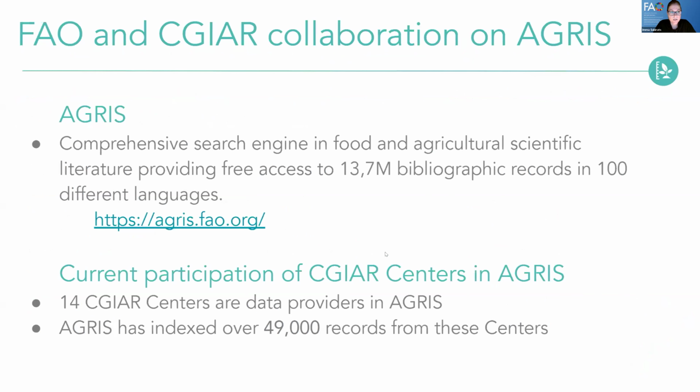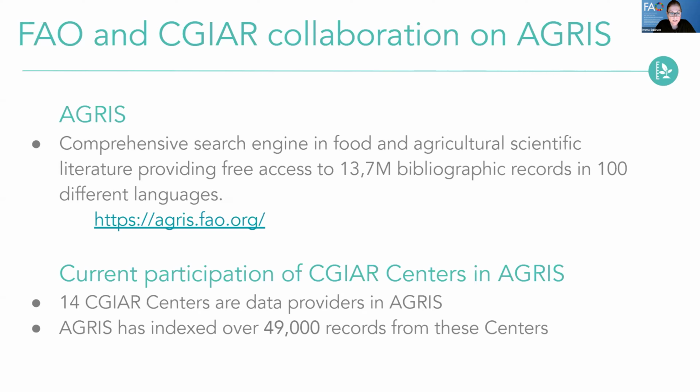I also would like to introduce something about a collaboration between FAO and CGIAR on Agris. For those that don't know much about Agris, it's a comprehensive search engine in food and agricultural scientific literature, providing access to 13.7 million bibliographic records in about 100 different languages.